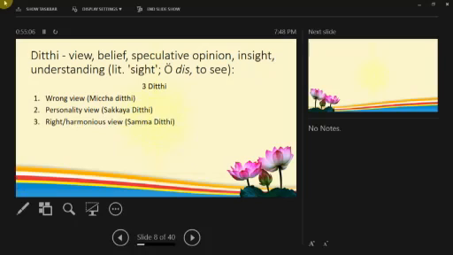Out of 10, you destroy 3 fetters. They are Sakkaya Ditthi, personality view, doubts, and wrong practices and rituals. So it is at the attainment of Sotapanna.